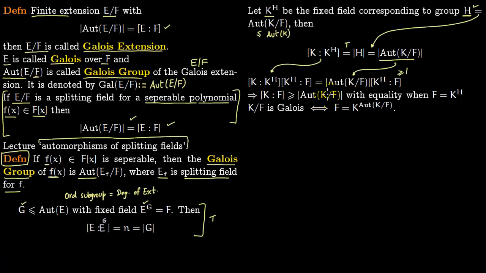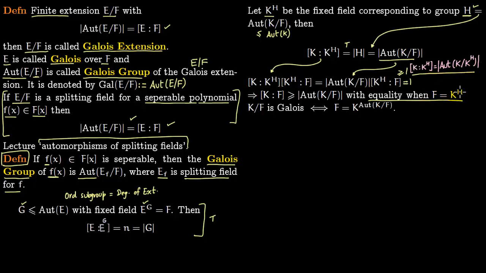So the order of the automorphism group which fixes F, that is the automorphisms of K which fix F. Now there will be an equality only when you have an equality here. So this is equal to 1, and this is equal to 1 only when F is equal to K^H. So let us rewrite this because this is important. You have equality only when K over K^H is equal to, so we have equality here.